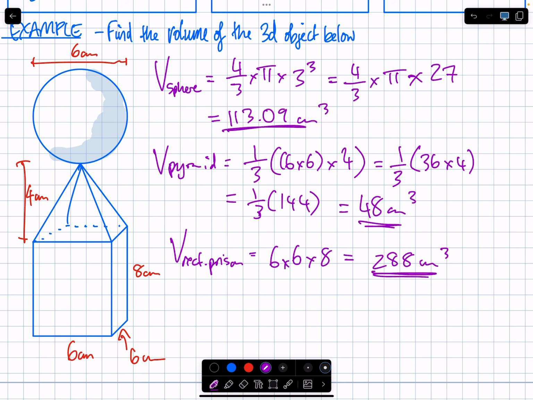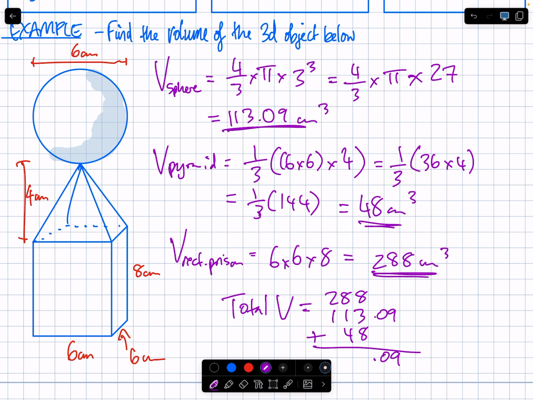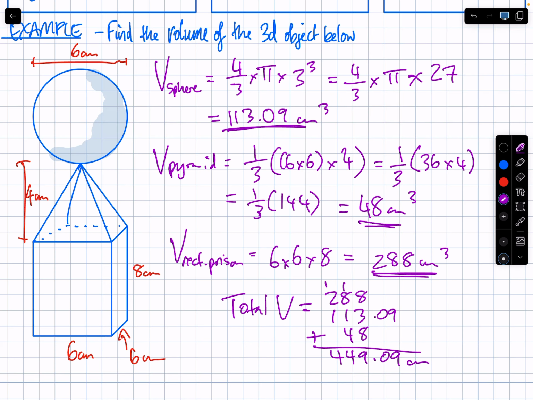I have 3 shapes. Do I leave it at that if I wanted to find the total volume? No, you have to add them together. So total V is going to be 288 plus 113.09 plus 48, which is 449.09 cubic centimeters.